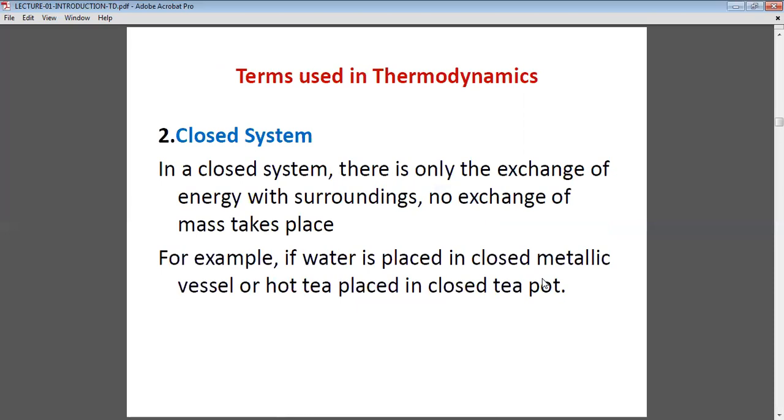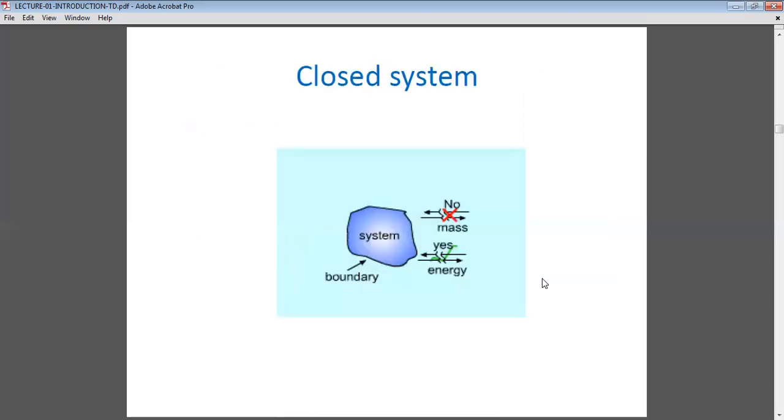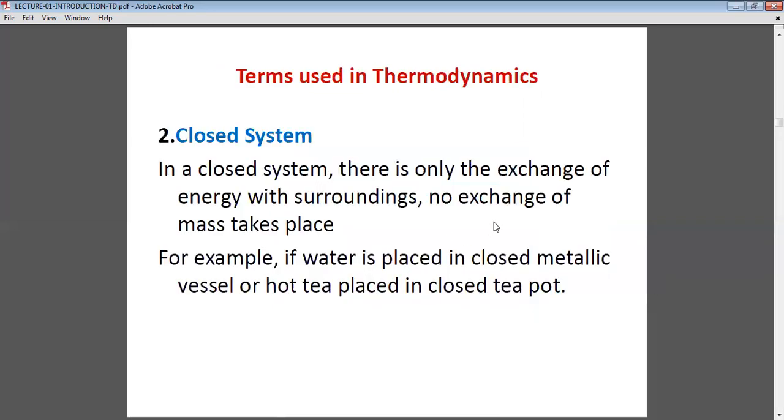A closed system is a system of fixed mass, and there is no mass transfer across the system boundary. So there will be no mass transfer into the system or from the system. There will be only energy transfer into the system and out of the system, and we will say this is a closed system. So coming to the definition, in a closed system, there is only the exchange of energy with the surroundings. That is, no exchange of mass will take place.